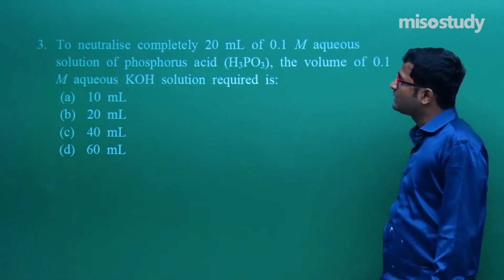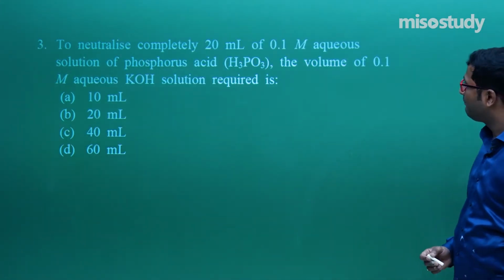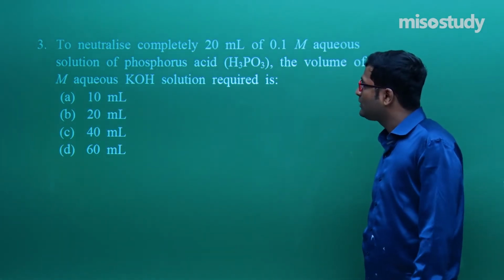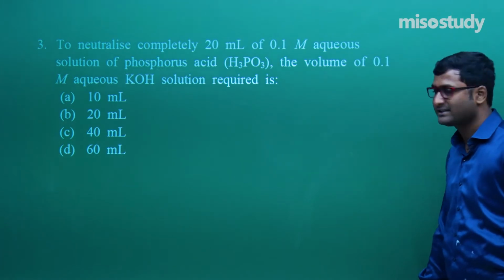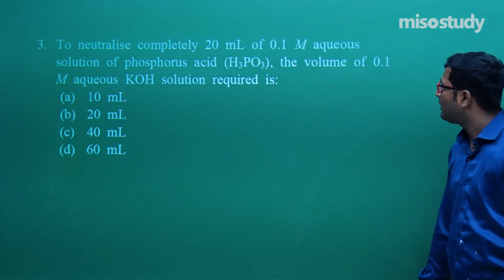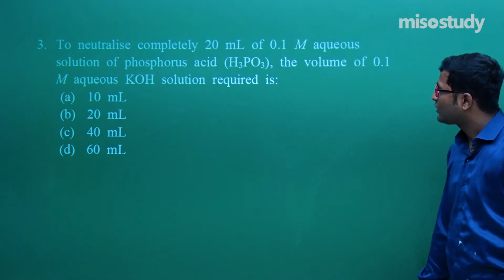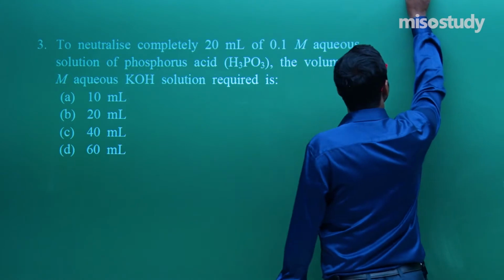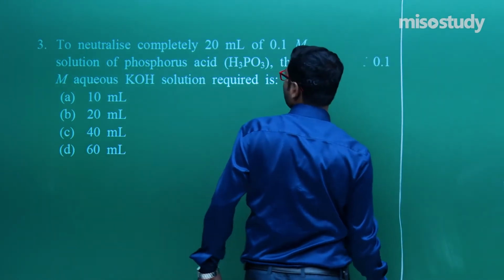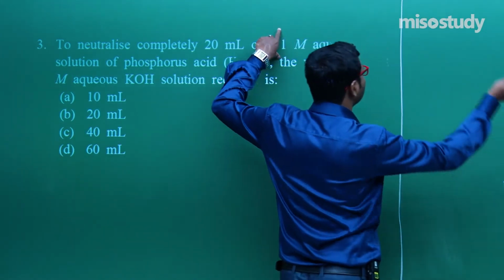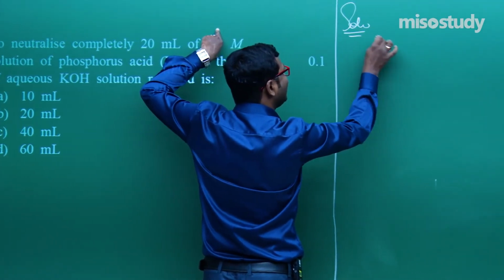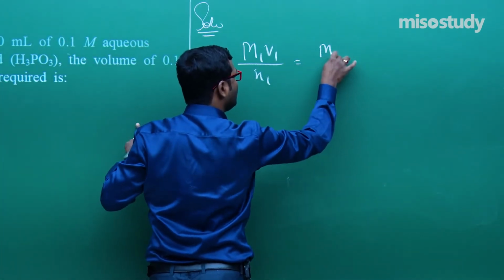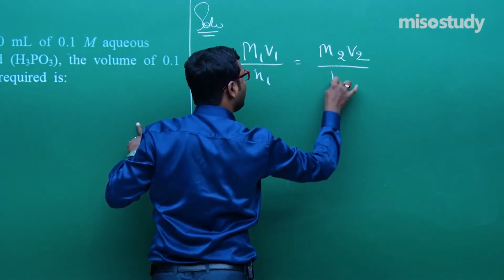Now let's move to question number 3. To neutralize completely 20 ml of 0.1 molar aqueous solution of phosphorus acid, that is H3PO3, the volume of 0.1 molar aqueous KOH solution required, that is we have to find the volume, and complete neutralization takes place. So we know in this case what is given here, molarity, that is we know M1V1 upon N1 is equal to M2V2 upon N2.